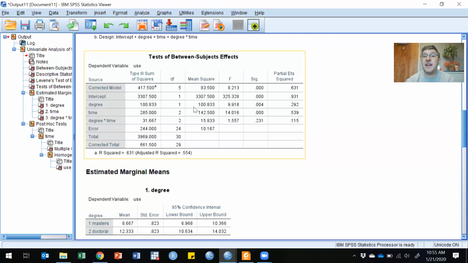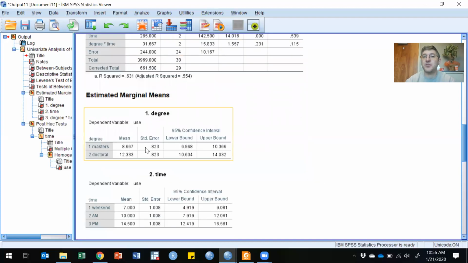If we look at the main effect for degree, it is statistically significant. So it's saying that there is a difference in computer use time between master's and doctoral students. Since there's only 2 levels here, we could look at the means for the main effects, which are given here in the estimated marginal means that we requested. We see that doctoral students use the computer lab more than master's students, which probably isn't a big surprise.